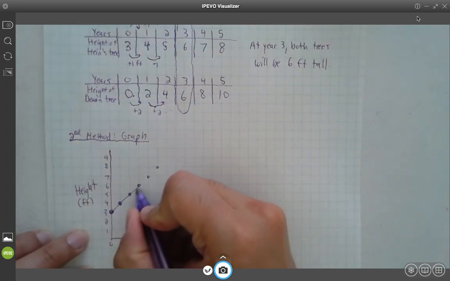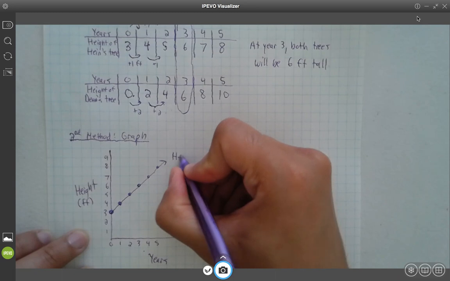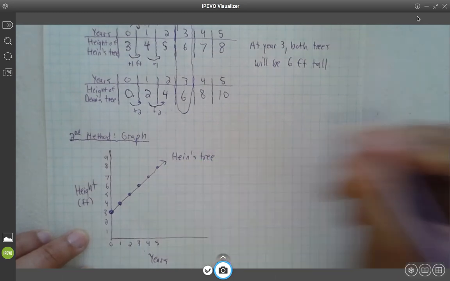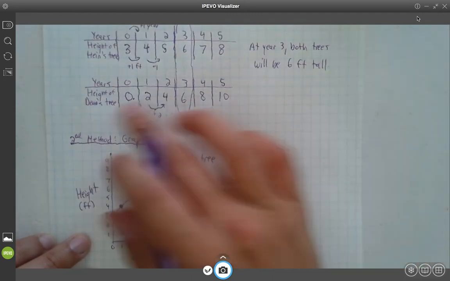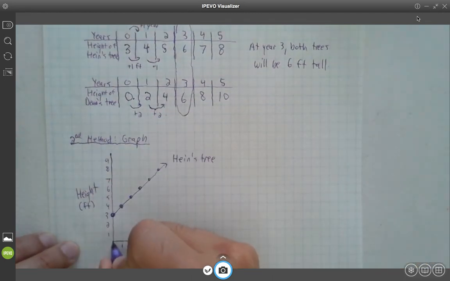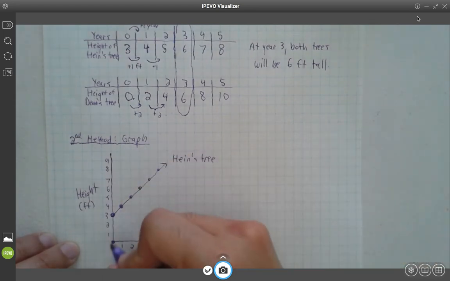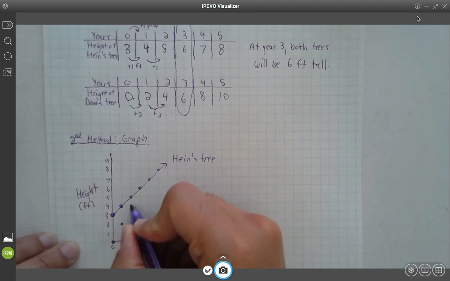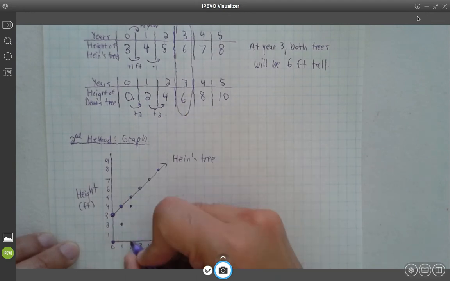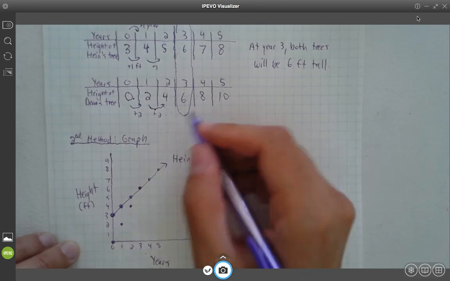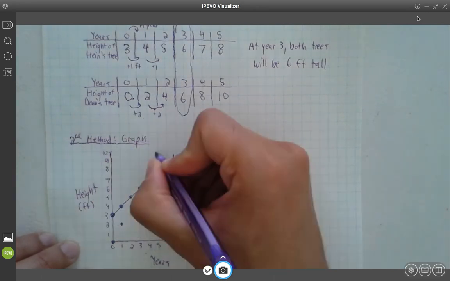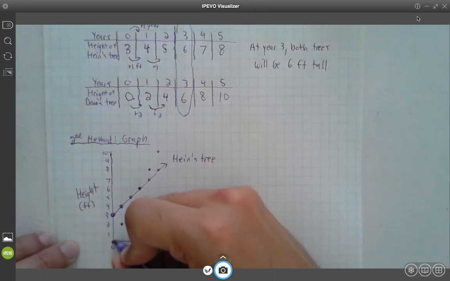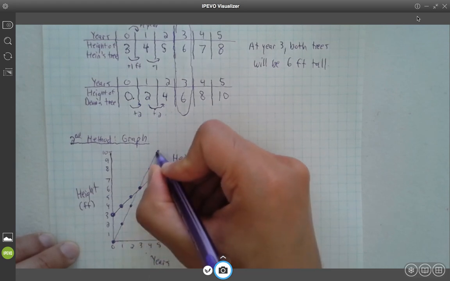So this right here is Hein's tree. And it's growing 1 foot every year. You can see that from its slope. And Dean's tree, it starts at 0, and it goes to 2, so it goes up 2 feet every 1 year. And it goes up 2 over 1. Now it's at 3, 6, so you can plot the point 3, up 6. Then it's at 4, 8, so you can go right 4, up 8. And 5, 10, which would be up here. And if we connect that carefully, this tree would look like that.